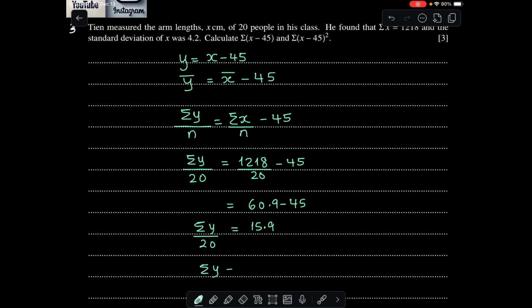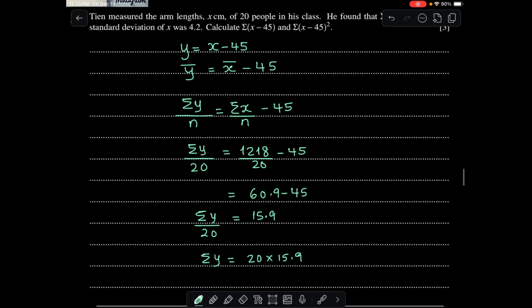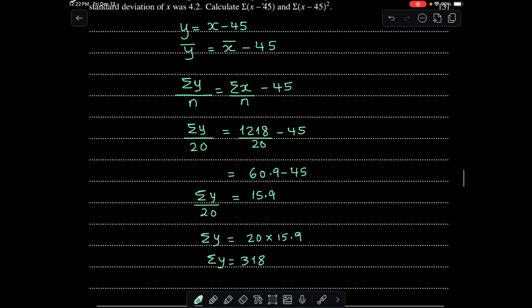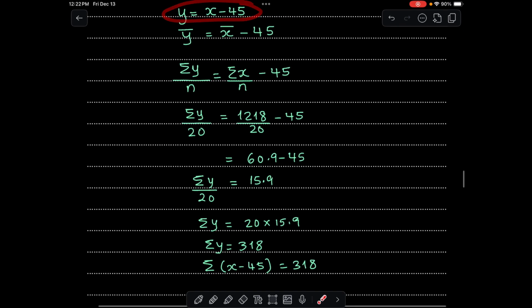Therefore, sum of y would be 20 times 15.9, which is equal to 318. Now remember, sum of y is nothing but sum of x minus 45, because we have indicated that y is x minus 45. So that's your first answer.